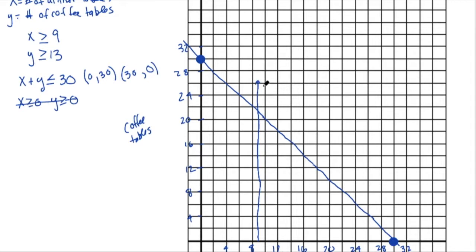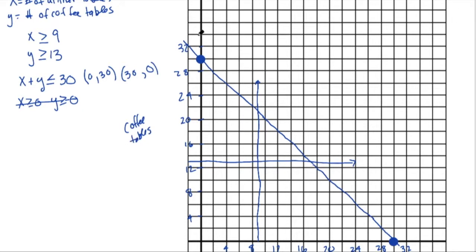And then y is greater than or equal to 13 is going to be a horizontal line. Here's 12. This line would be 14, so 13 is here. Great. All right, so we have our 3 lines, and they're all solid lines. Let's consider which way we should be shading for each of them.